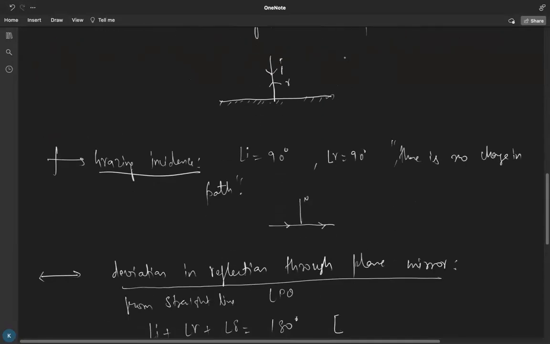The next term we are dealing with is grazing incidence. In grazing incidence, the angle of incidence is 90 degrees. So from the laws of reflection, the angle of reflection is also 90 degrees. In this case, the ray of light just passes through without changing its path.